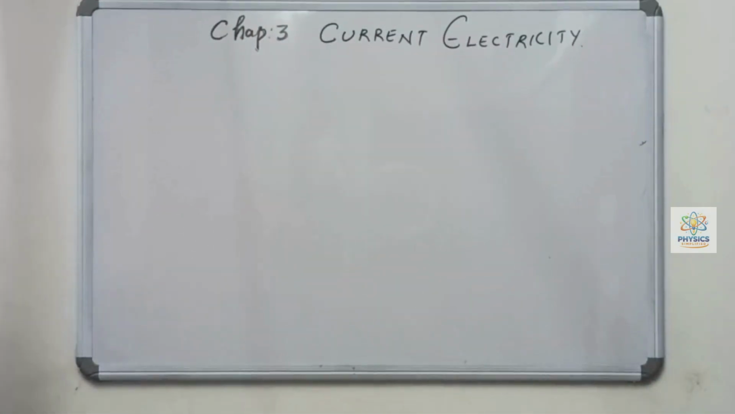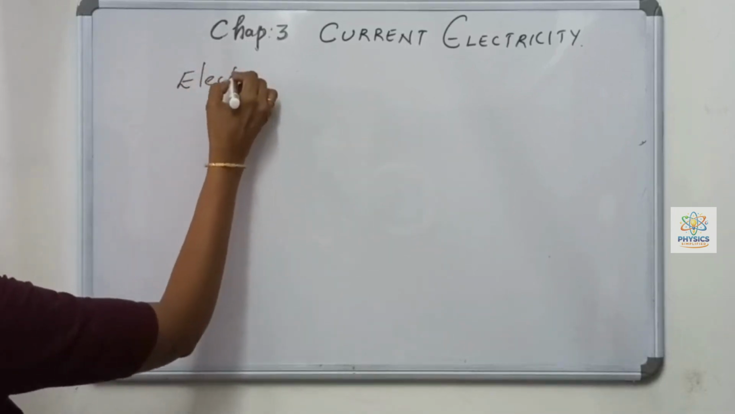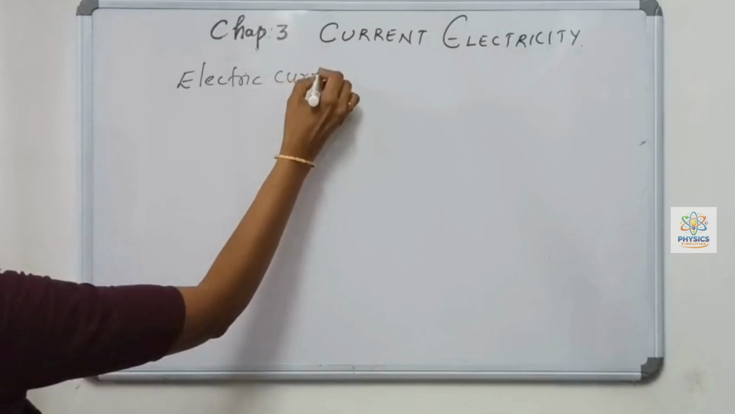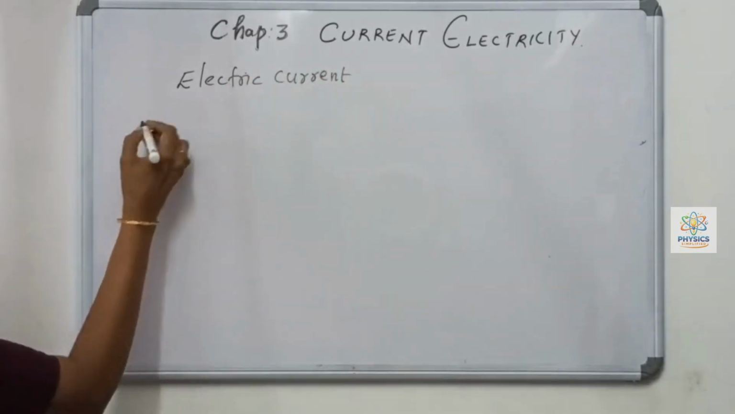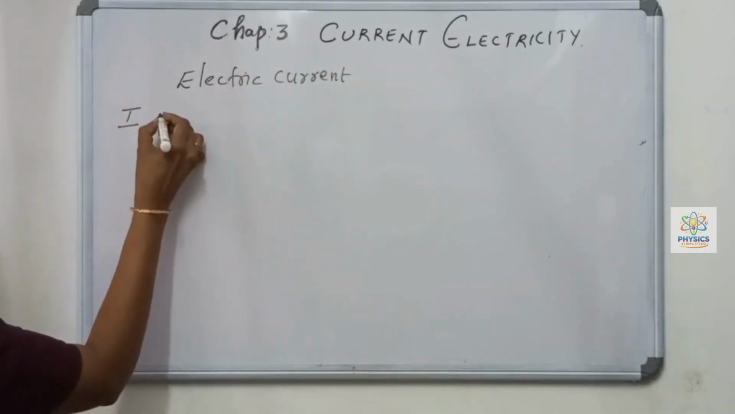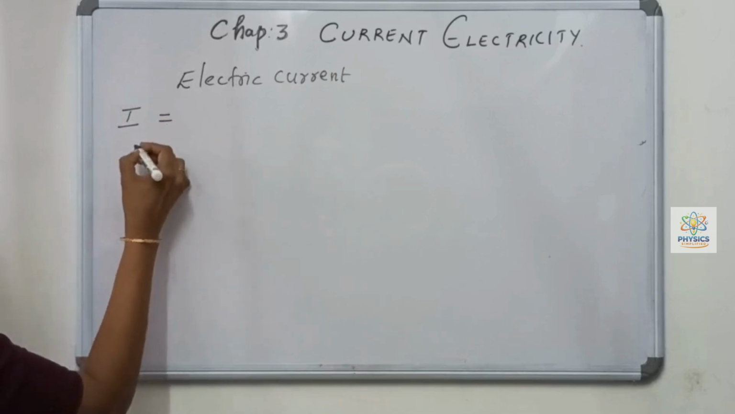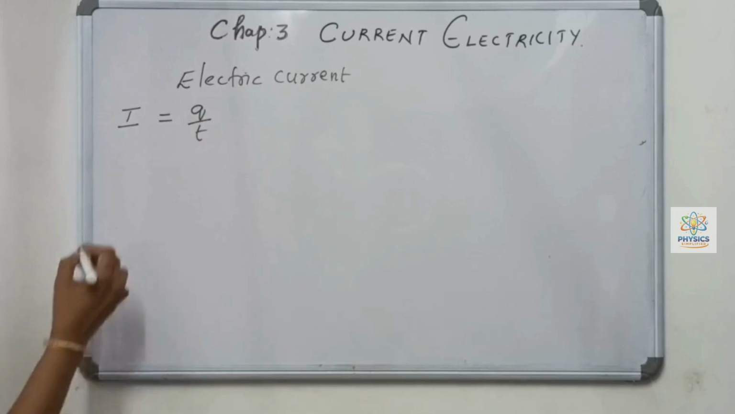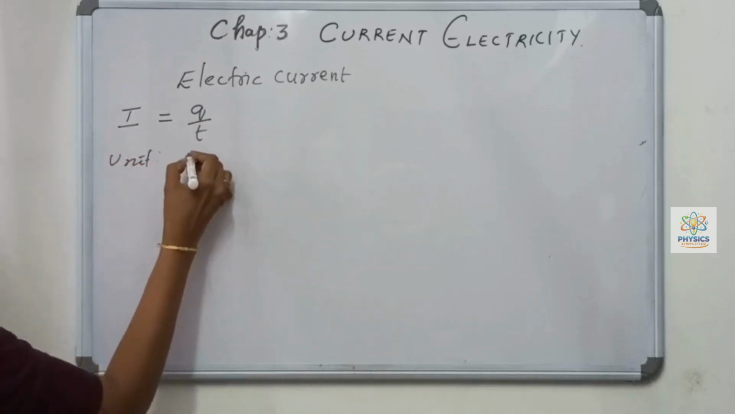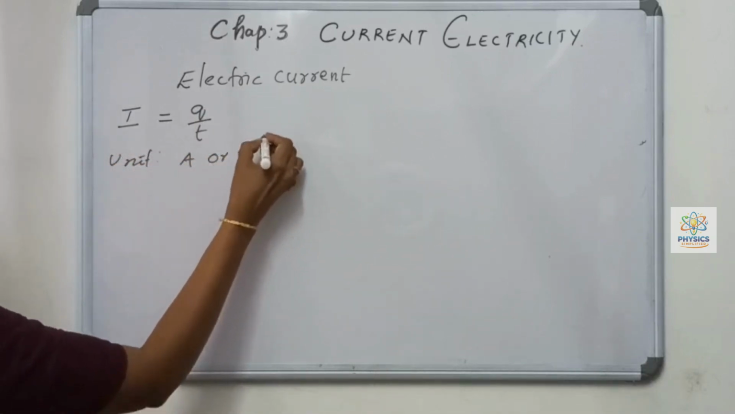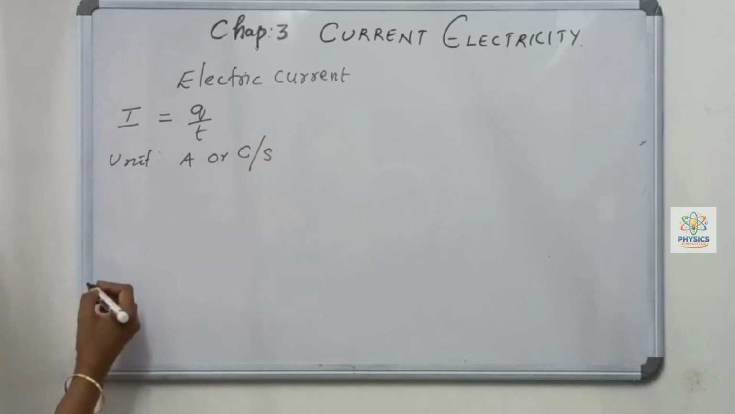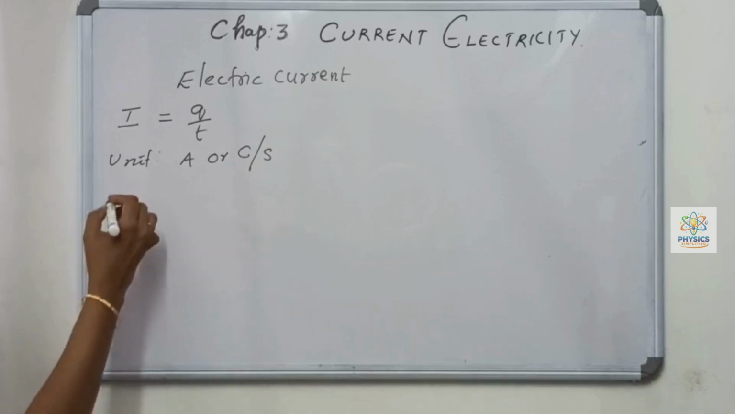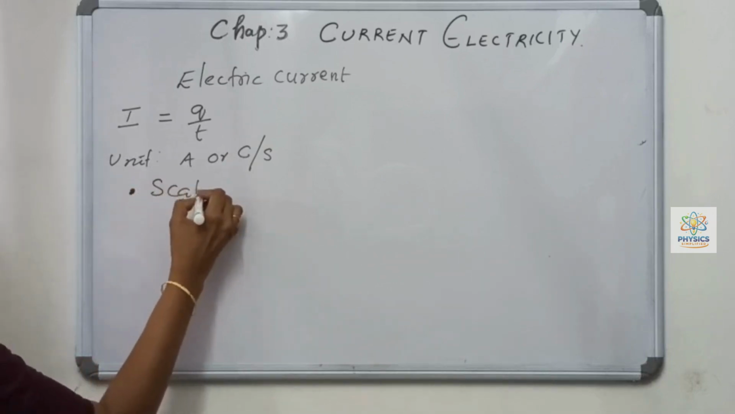The chapter is current electricity. What is electric current? Electric current is the rate of flow of electric charge. Electric current, which is represented by the letter I, is equal to Q by T, the rate of flow of electric charge. The unit of electric current is ampere or coulomb per second. Even though electric current has magnitude and direction, it is always considered as a scalar quantity.